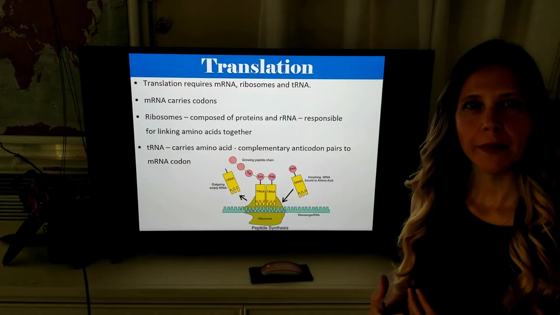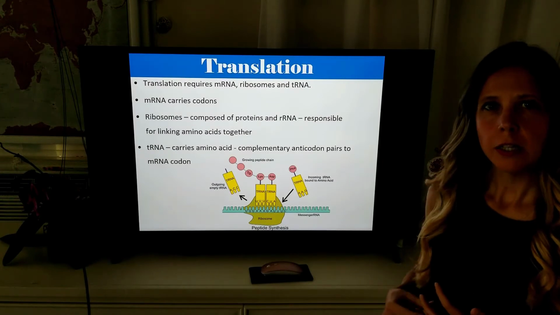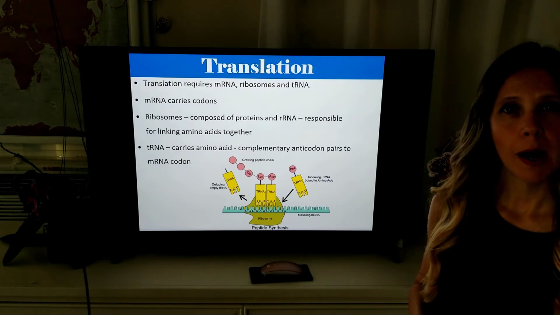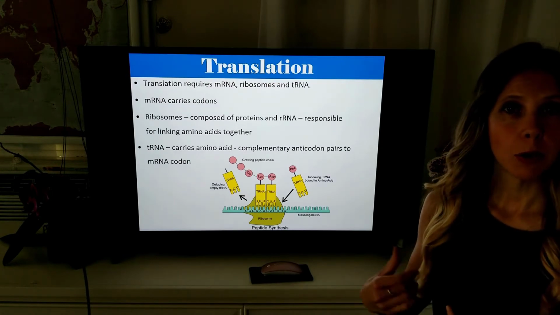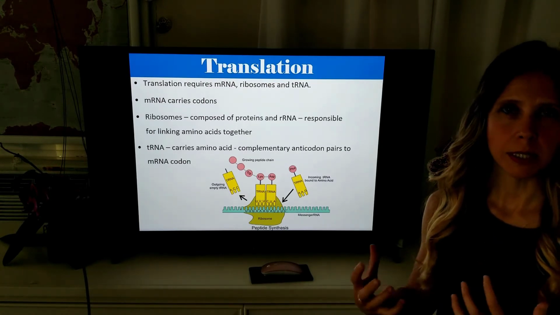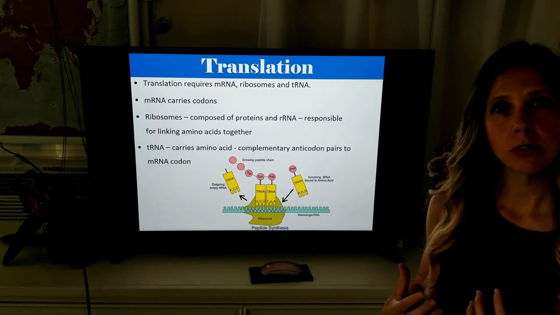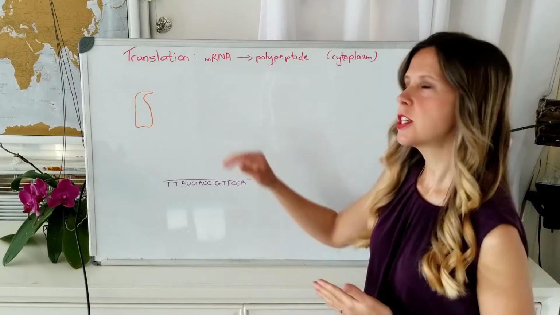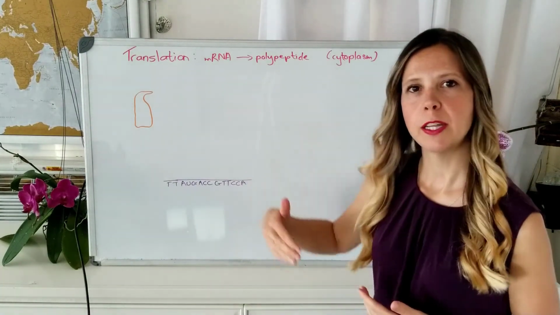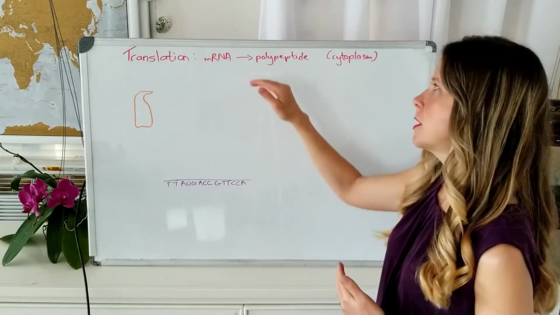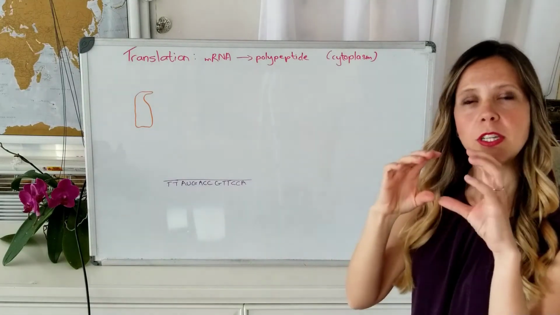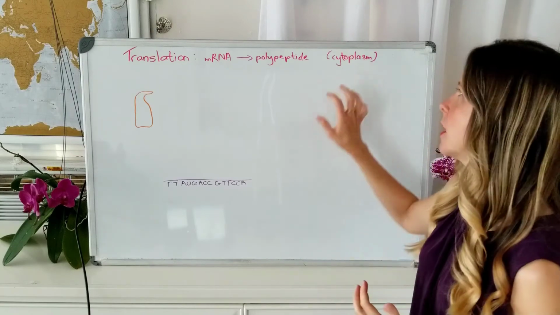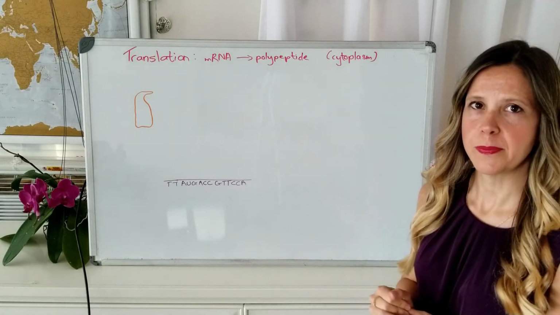Okay, so let's talk about the next stage, translation. Translation is going to occur in our cytoplasm. It's going to require messenger RNA. It's going to require our ribosomal RNA, which is inside the ribosomes. And it's going to also make use of transfer RNAs. So during translation, the information that we find in messenger RNAs is going to be converted into a polypeptide. So into a chain of amino acids linked together. And once again, this is occurring inside our cytoplasm.